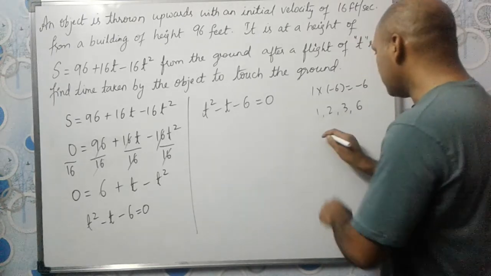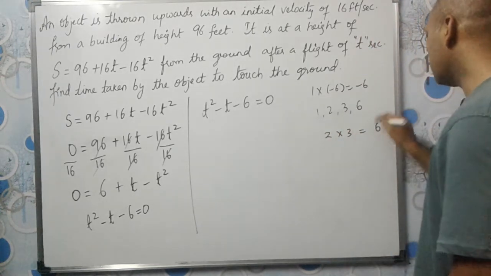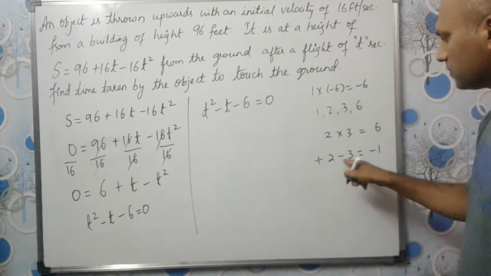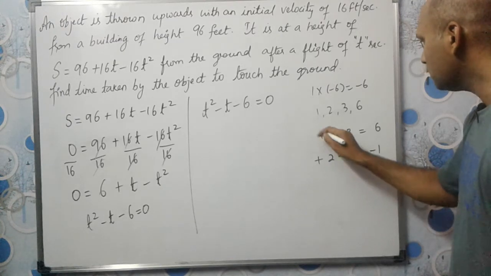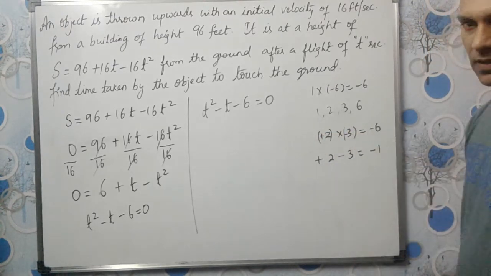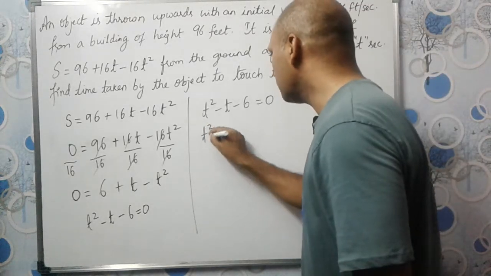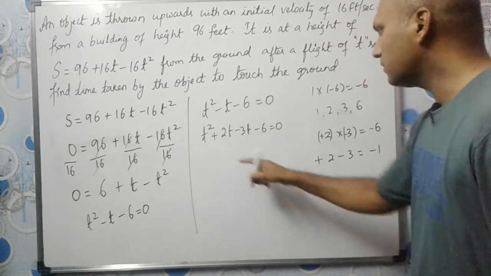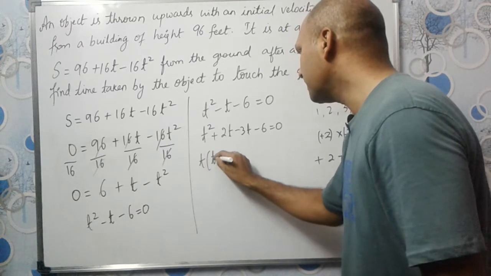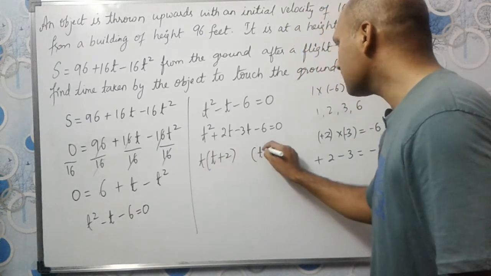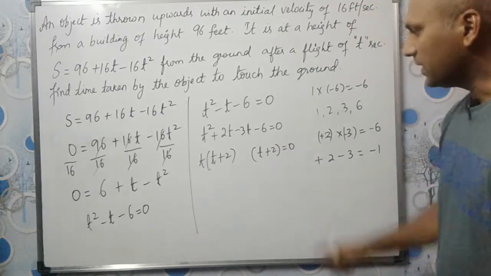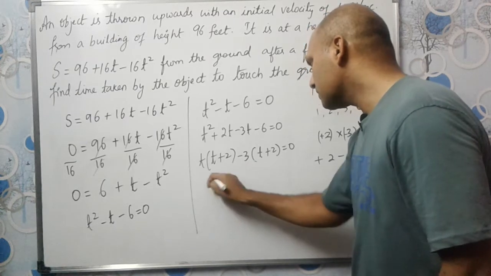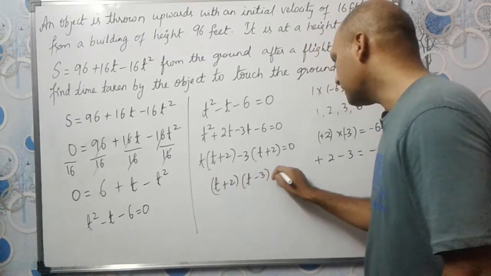So let us try 2 and 3. 2 threes are 6, but we need minus 6. So 2 and 3 should differ to give minus 1. So this way, plus 2 minus 3 will give us minus 1, and plus 2 multiplied by minus 3 will give us minus 6. So plus 2 and minus 3 are satisfying. So this will be t square plus 2t minus 3t minus 6 is equal to 0. From the first two terms we can take t common, so it will be t plus 2. Whatever we get inside the brackets, we should write it one more time, right? We'll get the same thing, t plus 2 again, and outside the brackets minus 3. So this is t plus 2 and t minus 3 is equal to 0.